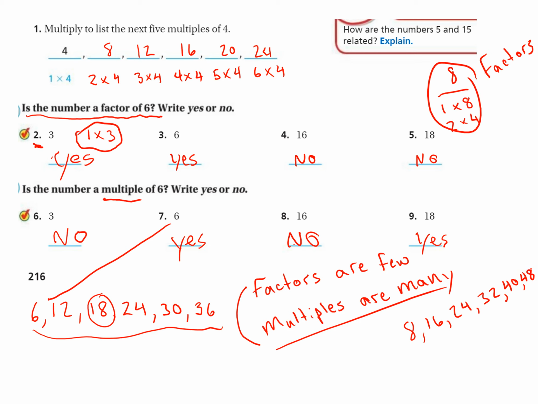If a question asks you about factors, you need to remember, okay, there's only a few factors for any number. If a question asks you about multiples, okay, multiples, there's as many as you want. You're just counting by whatever number they give you.